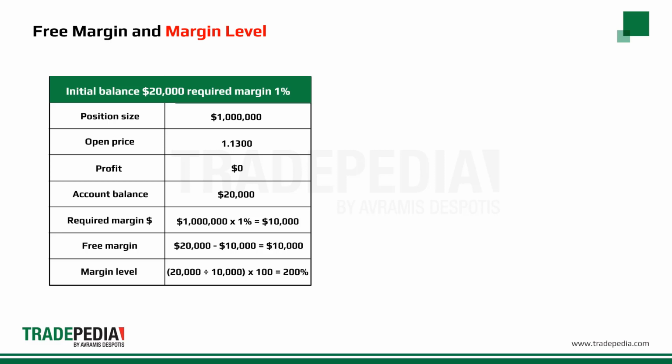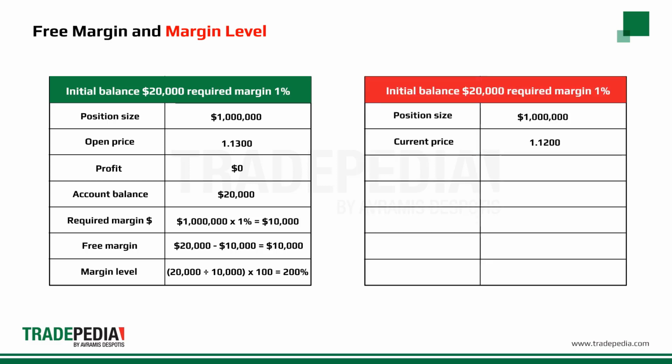In percentage terms, your margin level is the account balance of $20,000 divided by the required margin of $10,000, that is 200%. If the price of your investment dropped from 1.1300 to 1.1200, the loss would be $10,000. The new account balance is $20,000 initial deposit minus $10,000 loss equals $10,000. The required margin is as before, $10,000.